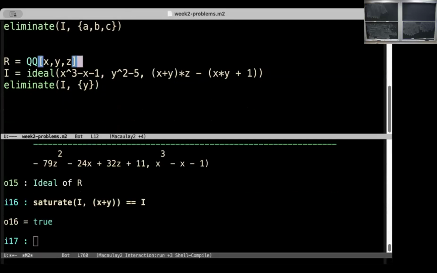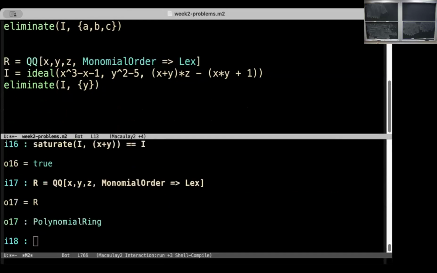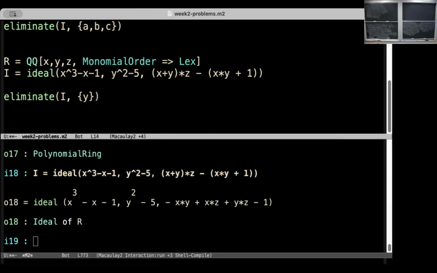Here, let's do a Groebner basis. Let's do X then Y then Z and do monomial order. I thought I did this one to check it out. Hope it's right. And now if I do GBI is equal to Groebner basis of I.